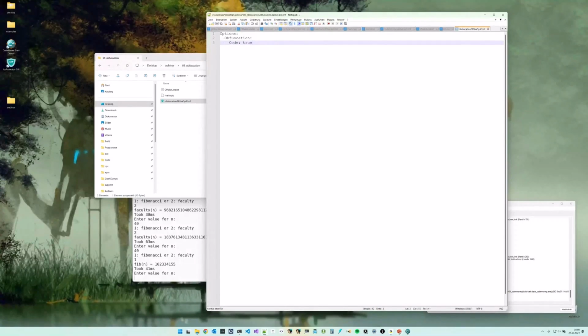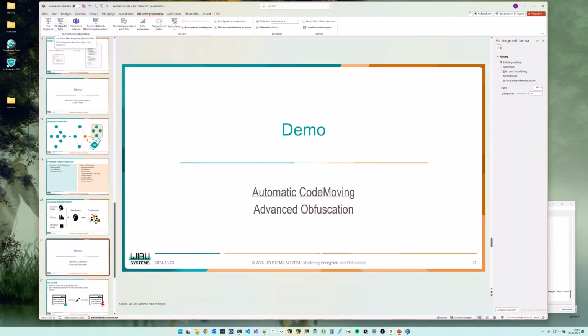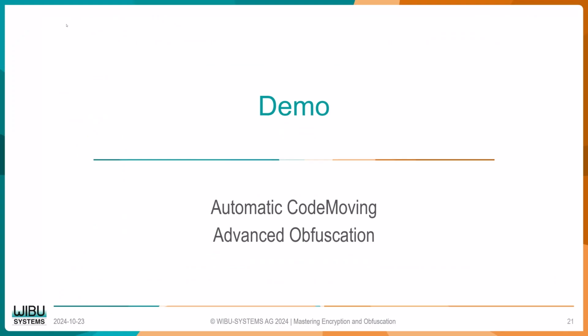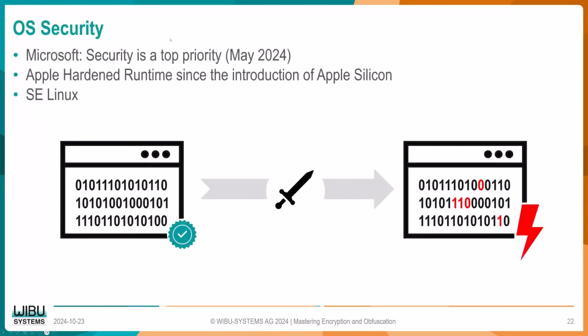But I can also combine this advanced obfuscation together with CodeMoving and license binding. Yeah, for sure. This can also be combined. So let's head back to the presentation, since we have 2 little things to cover. And this is OS security.